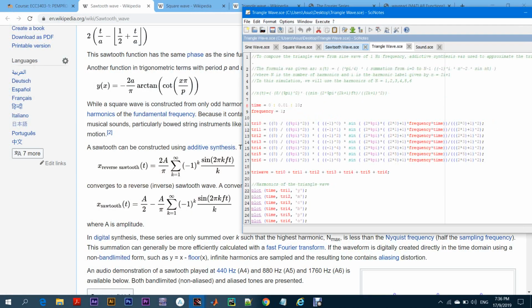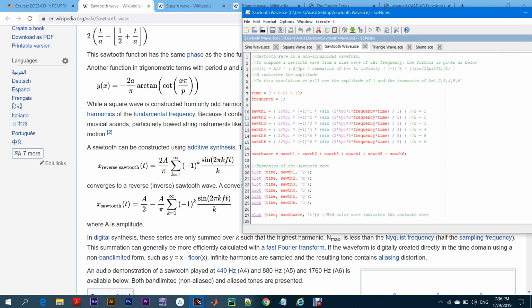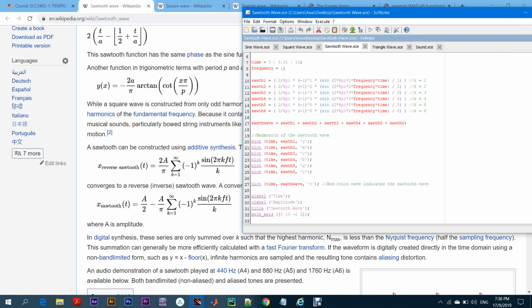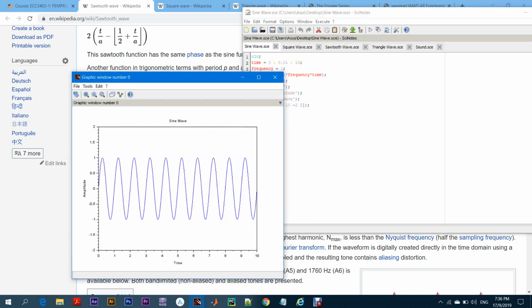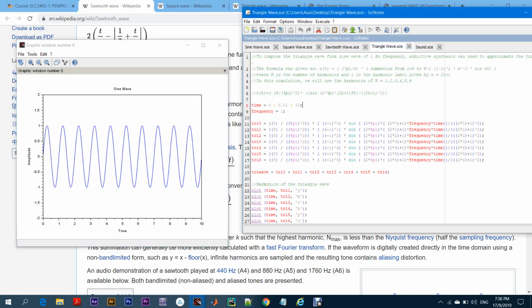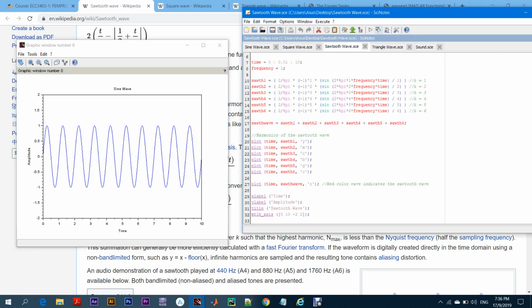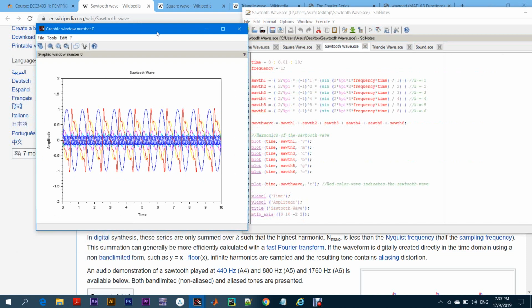So back to the Scilab. The sawtooth coding, also the time is equal to 0 until 10 seconds, and each step sample is 0.01 second, frequency is 1 Hz, and then substitute the harmonics k equal to 1 until 6 into the formula and sum up all the harmonics and execute. We will get the sawtooth wave in the reverse form, because the formula given is in the reverse form, which looks something like this. The red color line indicates the sawtooth wave, and the other color lines indicate the harmonics.